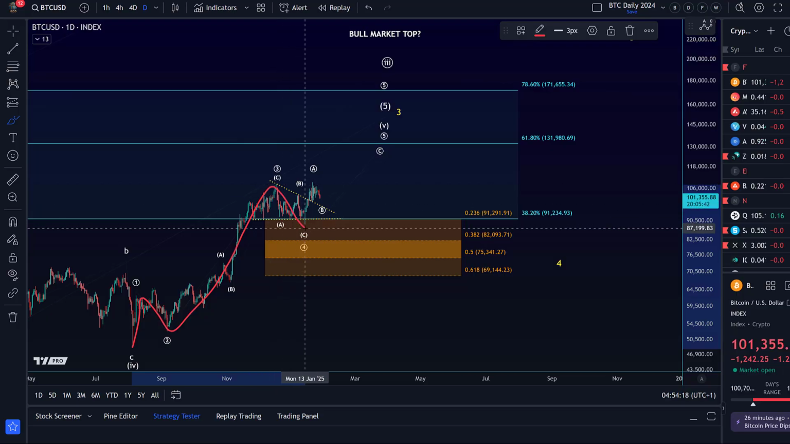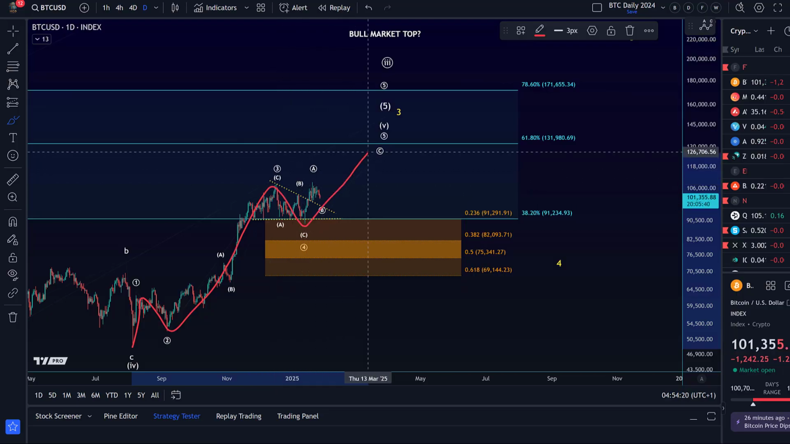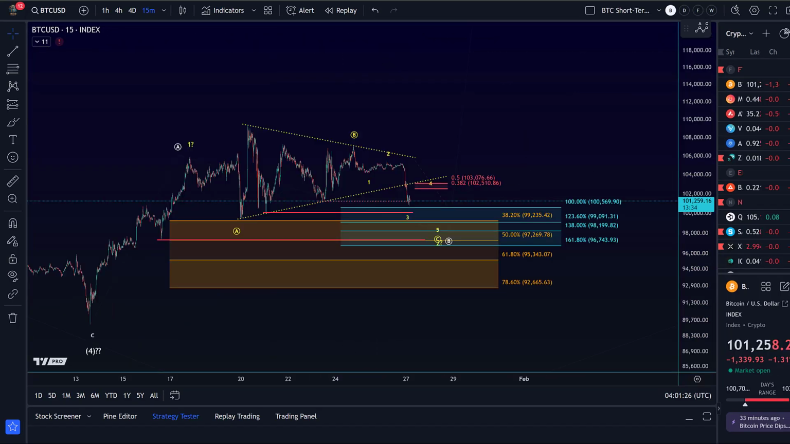That's the current idea. And we're likely working on wave 5, and it could take us closer to $130,000. This is what we're tracking at the moment, as long as the market is holding above the January low, which was located at around $88,700.